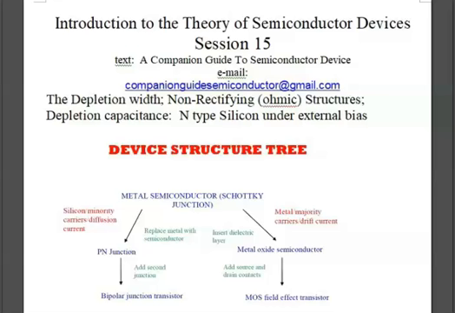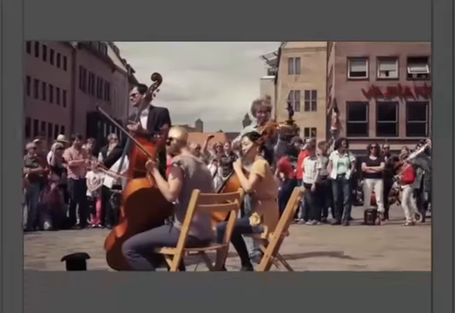But before we get started, we'll take a couple minutes to view a really wonderful flash mob performance of Ode to Joy. So we'll see you in about 4 minutes.